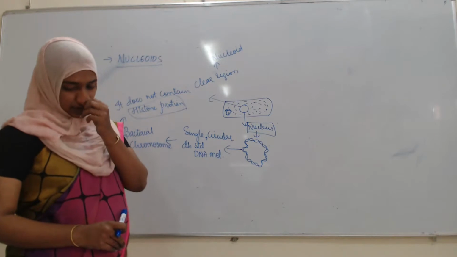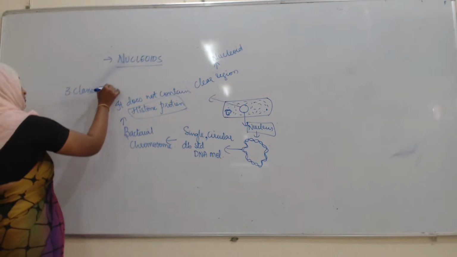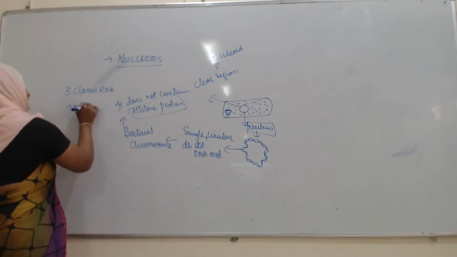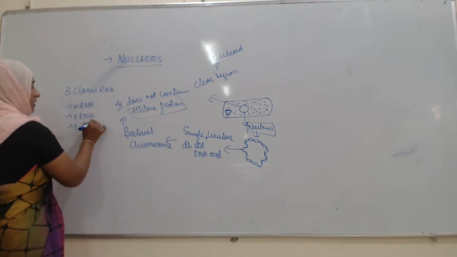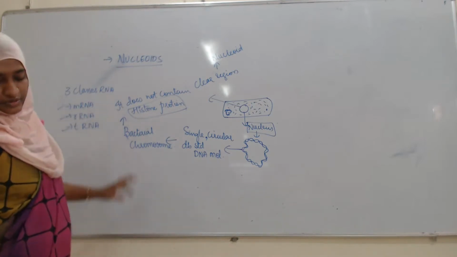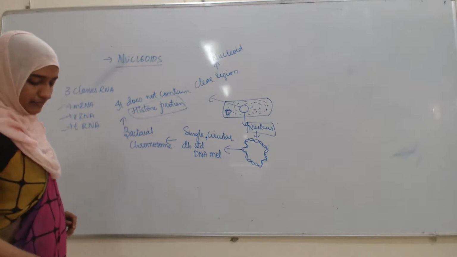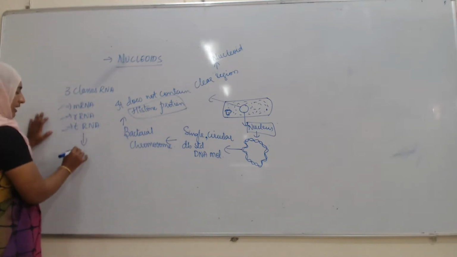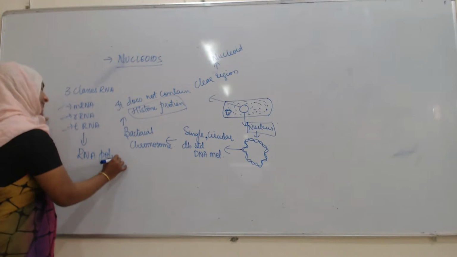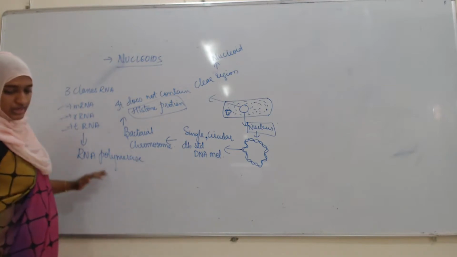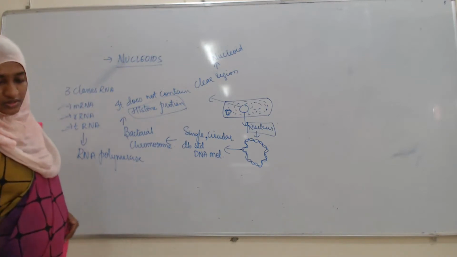All three classes of RNA will be present in the nucleoid. What are the three classes of RNA? mRNA, rRNA, and tRNA. All these three are present in the nucleoids of bacteria. These are transcribed actively by an enzyme known as RNA polymerase. So this is about the nucleoids.